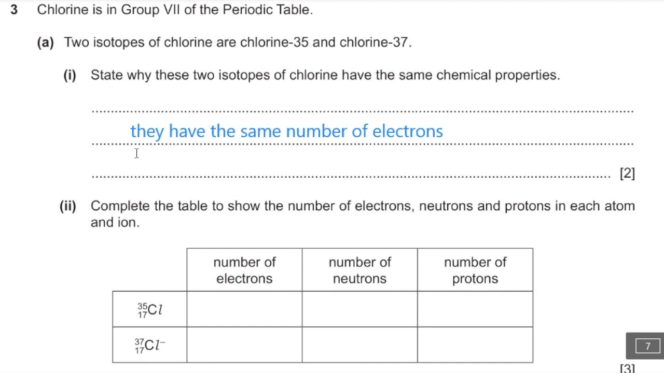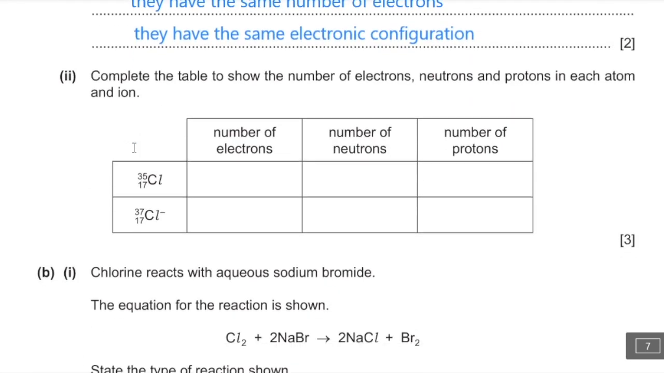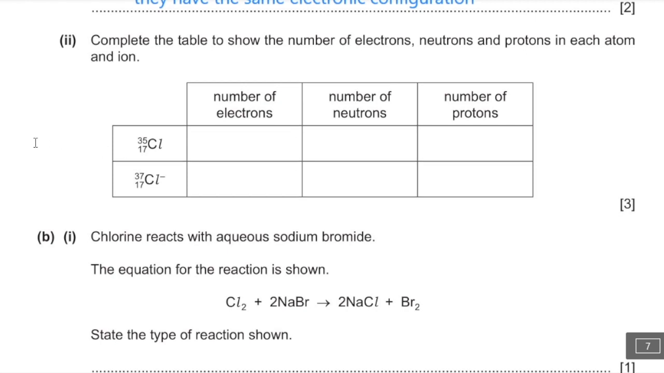The new mark scheme requires you to write the phrase they have the same electronic configuration, the 2nd mark. There's just another phrase for saying that they have the same electronic arrangement or that they have a same number of electrons in their outer shell. Complete the table to show the number of electrons, neutrons, and protons in each atom and ion.